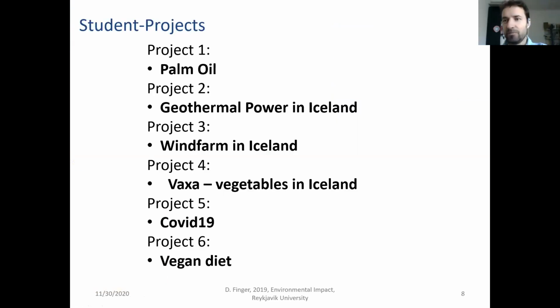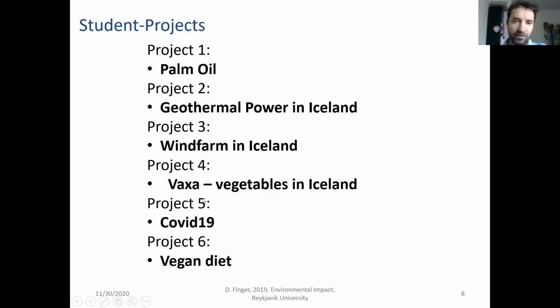And just to present also to Kevin what we have been doing last week, all students started to work on an environmental impact assessment project that they would like to work on. They chose a topic together. They're grouped in teams of up to 6 students. One project will focus on sustainable palm oil production in Brazil. A second group will look at a geothermal power plant on the Reykjanes Peninsula. The third group of students will look at a wind farm in northeastern Iceland. The fourth group will look at Vaxa, a company producing vegetables in Iceland.